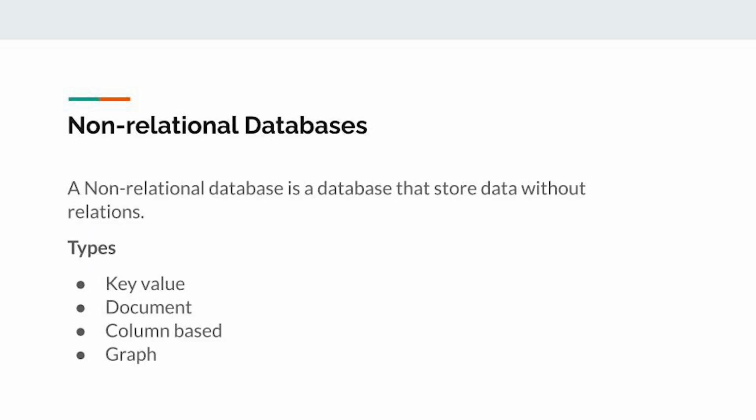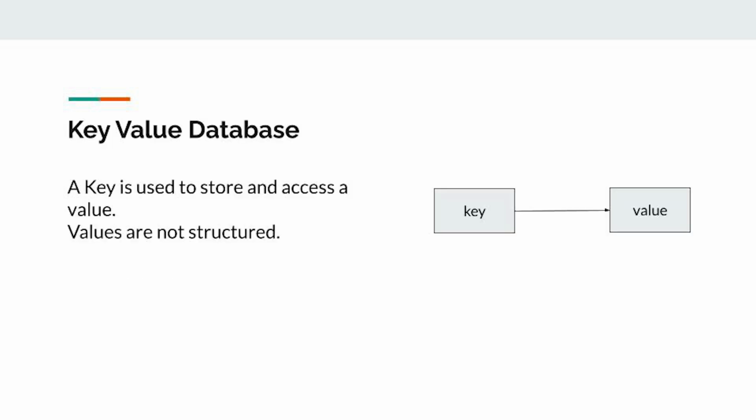Next topic, non-relational databases. A non-relational database is a database that stores data without relations. They are also called NoSQL because they don't use SQL as in relational databases. Non-relational databases are used to store unstructured data. Most common types of non-relational databases are key value, document, column-based, and graph.